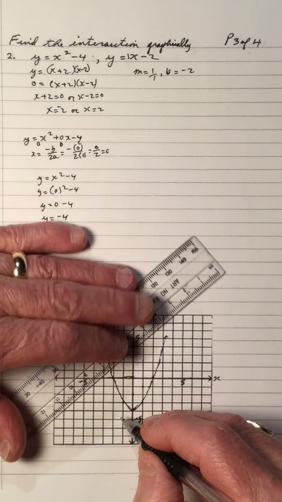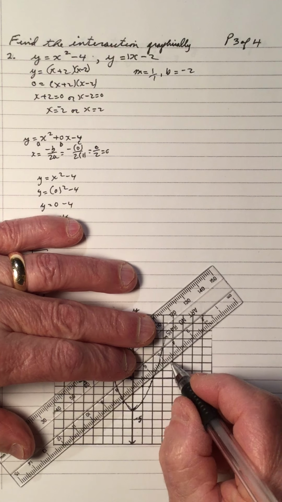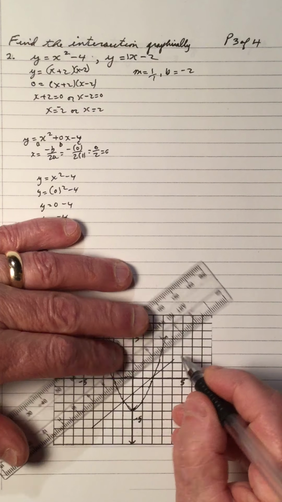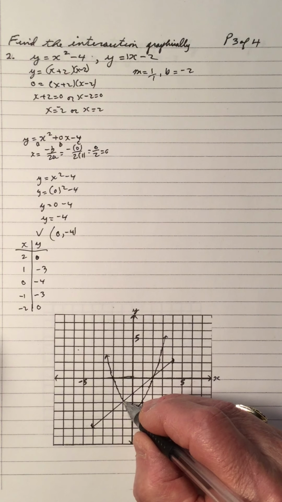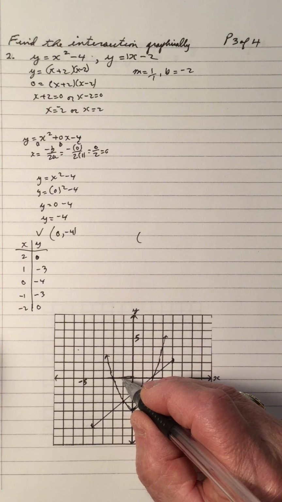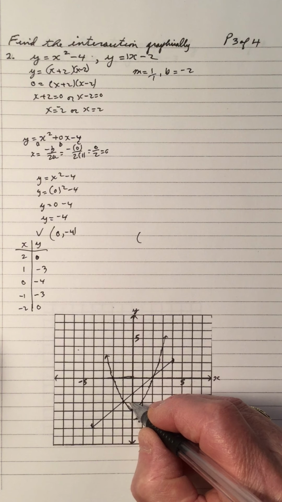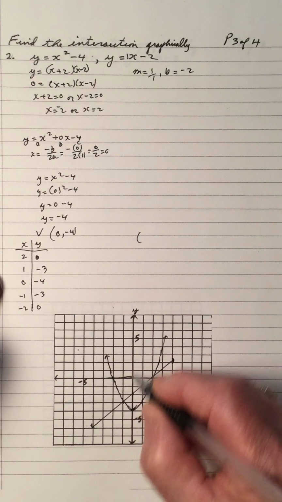So let's draw the line through all of these points, and you can see that the point of intersection is right here, and that point right here is x is negative 1, y is negative 3.